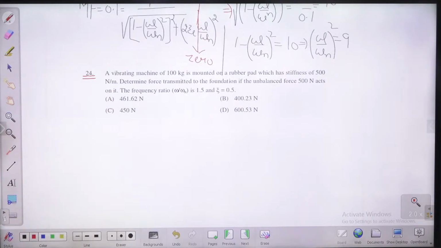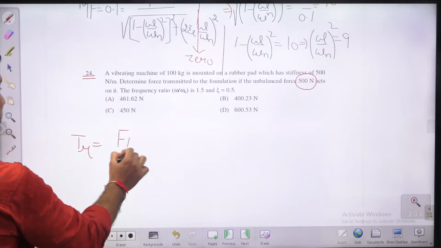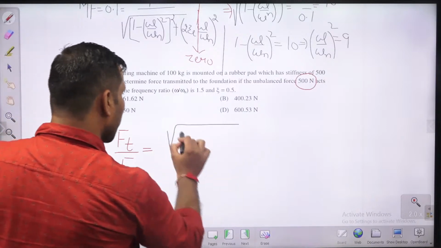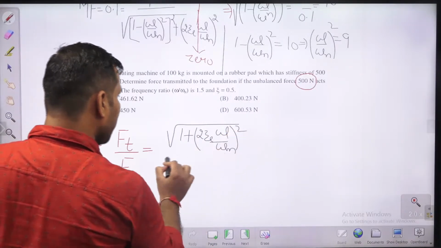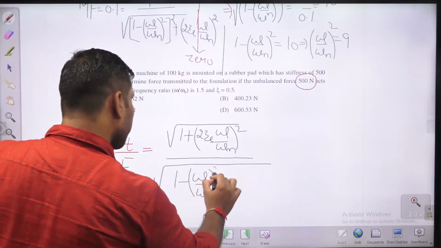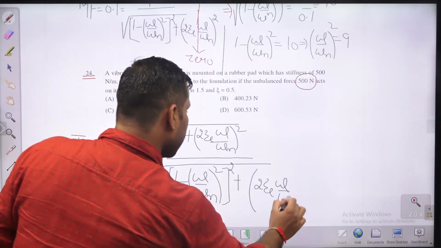There is a vibrating machine of mass 100 kg mounted on a rubber pad with a stiffness of 500 Newton per meter. Determine the force transmitted to the foundation if the unbalanced force is 500 Newton. Guys, what is force transmissibility? It is nothing but the ratio of the force transmitted to the foundation to the unbalanced force. And this is: under root 1 plus (2 zeta omega by omega n) whole square, divided by under root (1 minus (omega by omega n) square) whole square plus (2 zeta omega by omega n) whole square.